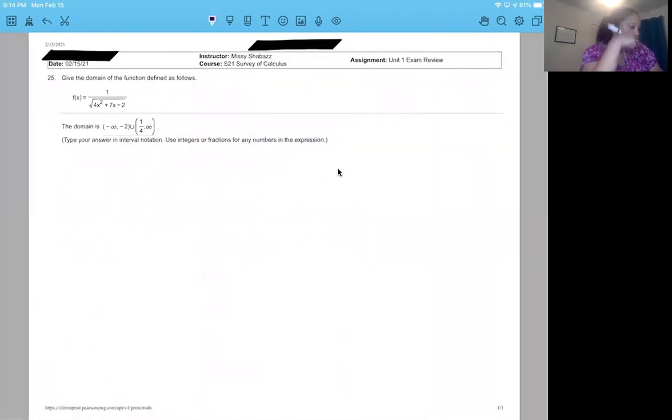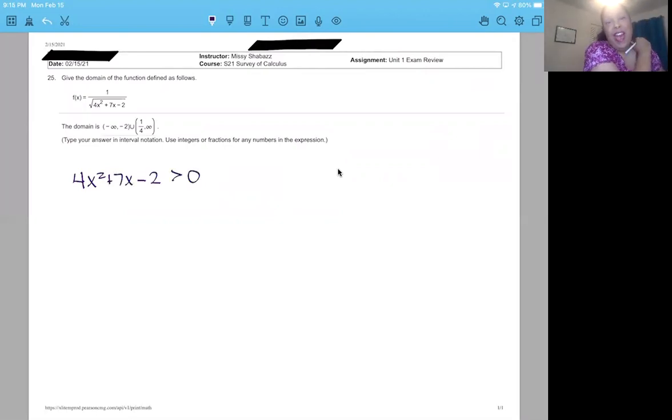All right, next question, 25. Give the domain of the function defined as follows. Now, when I have a square root function, I need everything under the square root to be greater than or equal to 0. But since that square root is in the denominator, it cannot equal 0. So I need 4x squared plus 7x minus 2 to be greater than 0.